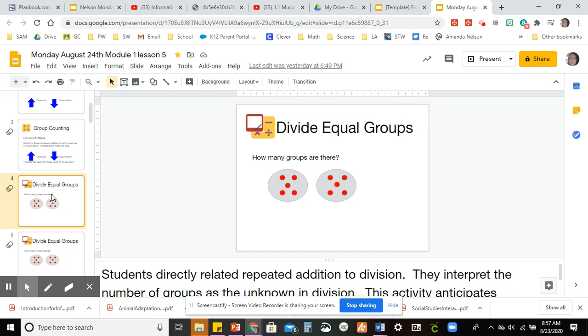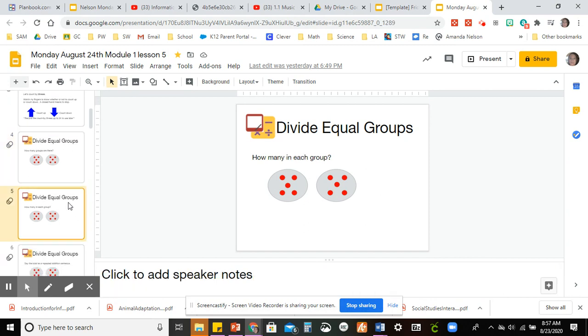Let's talk about dividing equal groups. So how many groups do you see right there? Well, I see 1 and then I see 2. So we have 2 equal groups. How many are in each group? When it has that word each and you want to figure out how many are in a group, you're only going to count one group. So we've got 1, 2, 3, 4, 5. So we have 2 groups of 5.